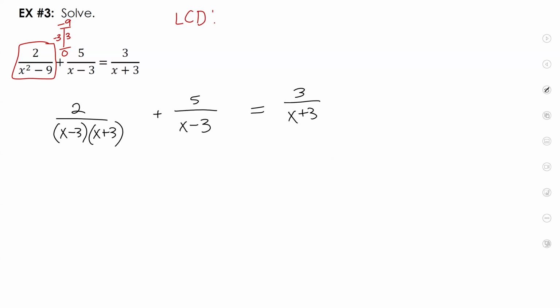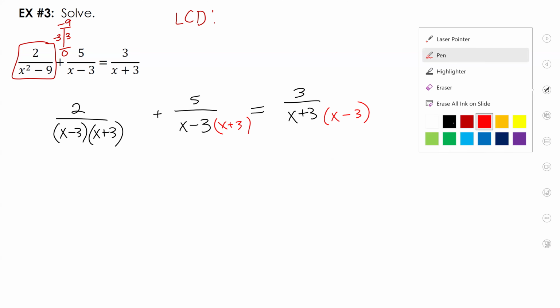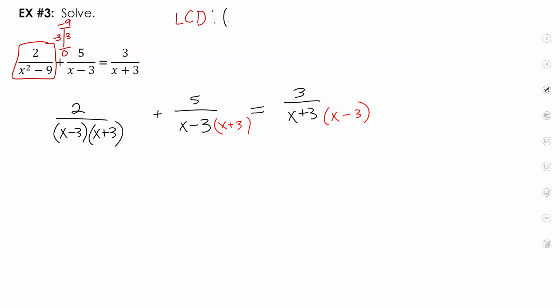Is everyone okay? All right, so guys, what are the denominators missing so that all of them can be the same? What does this one need? It needs an x plus 3, and what does this one need? Okay, so guys, what's the common denominator? Yep, the denominator is x plus 3 and x minus 3. So that's my least common denominator.